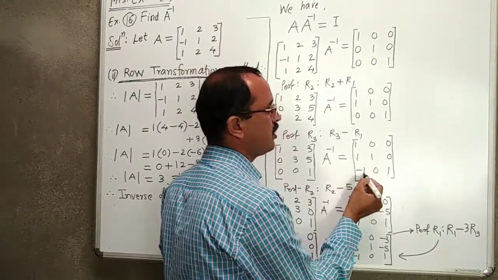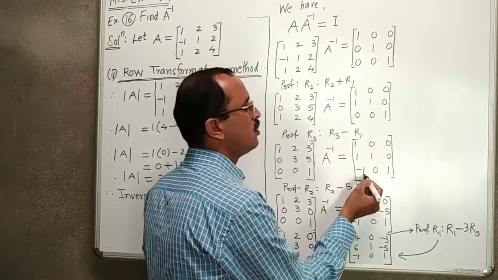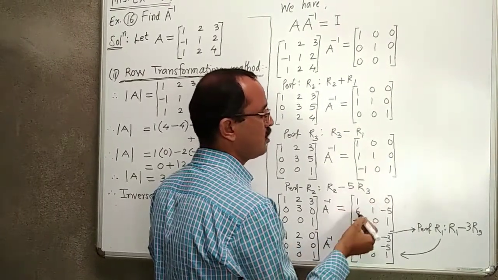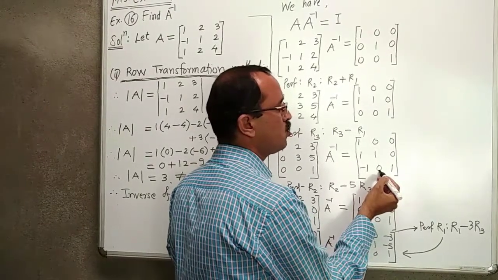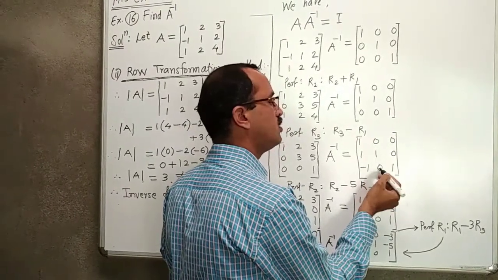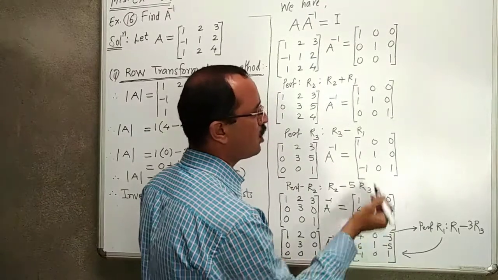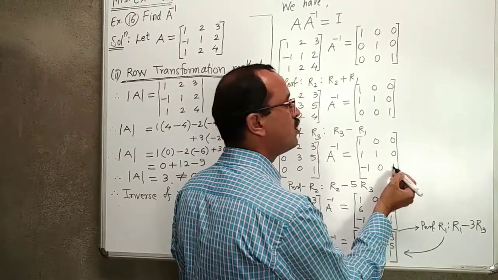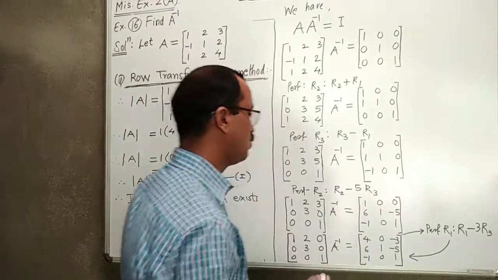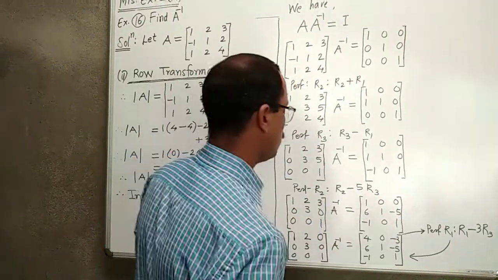here also this element is 1. We multiply this minus 1 by 5. So 1 minus minus 5 we get 6. Here we multiply this 0 by 5, so it is 0. 1 minus 0 is equal to 1. And here this 1 multiplied by 5 means 5. 0 minus 5 is minus 5. So we change R2 here.